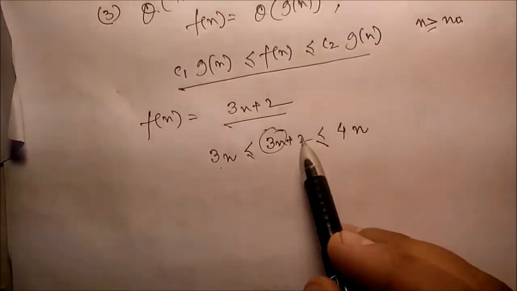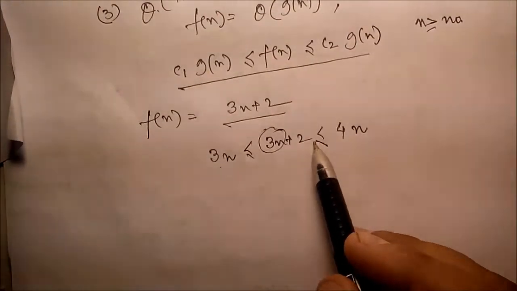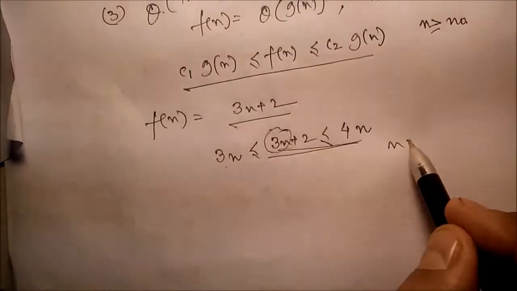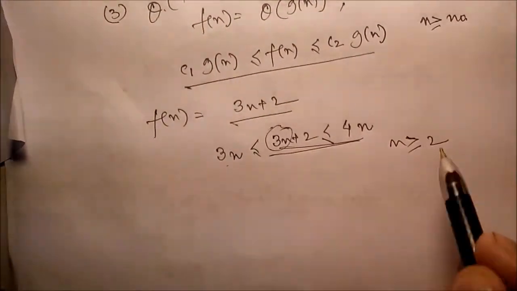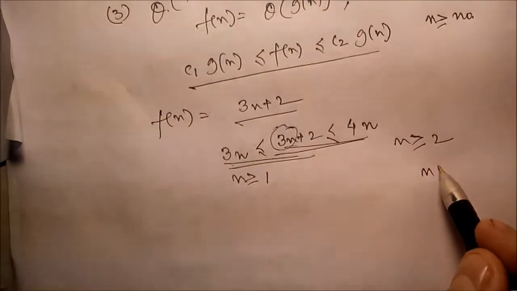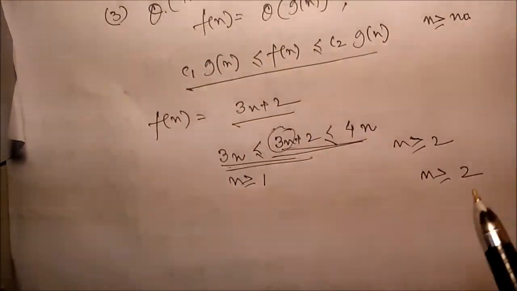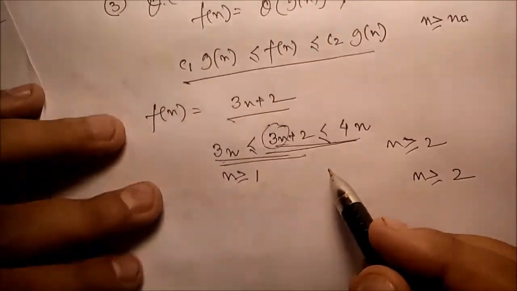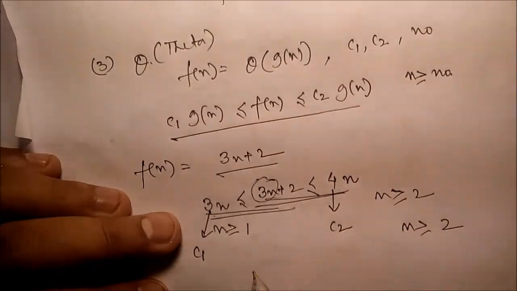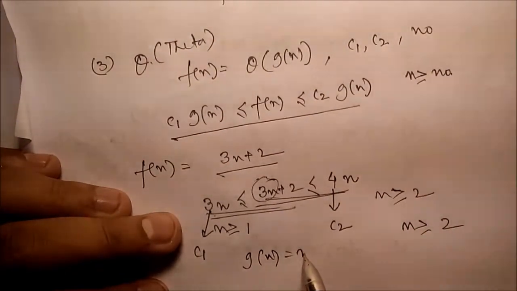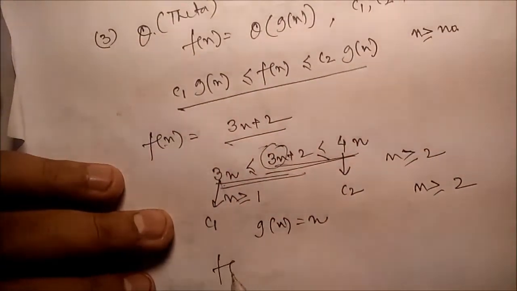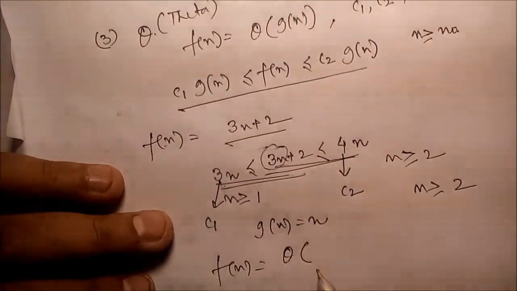If n is equal to 1, then it is 5, and if n is equal to 2, then it is 8. So for this particular part, n should be greater than or equal to 2, and for this particular part n should be greater than or equal to 1. So for the whole part n should be greater than or equal to 2. If you compare with this, this is nothing but our C1, this is nothing but our C2, and Gn is equal to n. So for this Fn we can write theta of n.